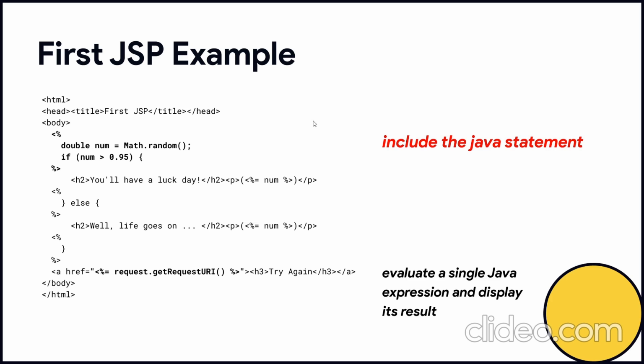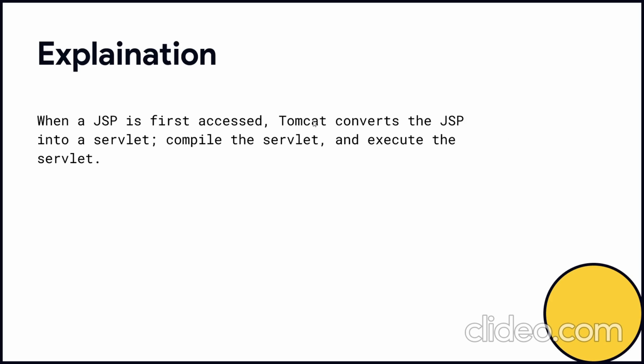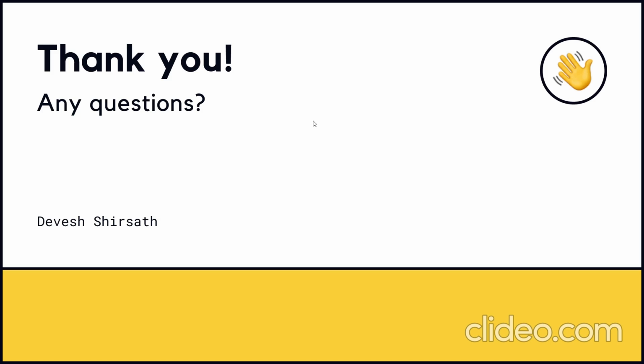So in the previous program, when a JSP is first accessed, Tomcat converts the JSP into a servlet, compiles the servlet, and then executes the servlet. This is the simple working in the backend.